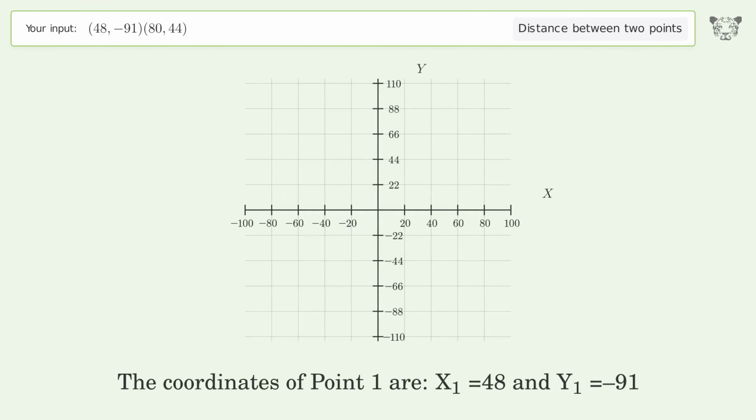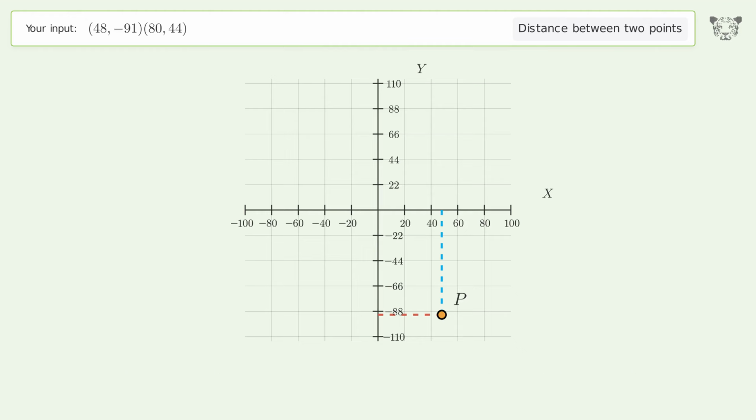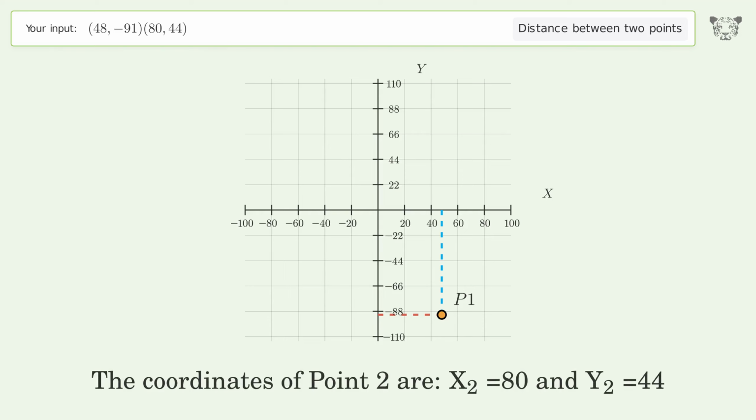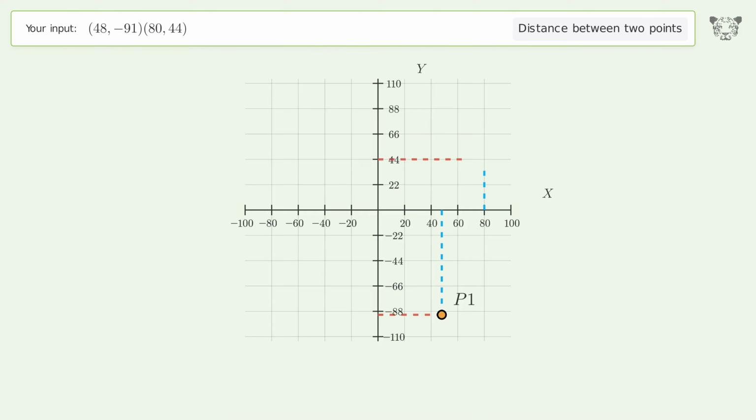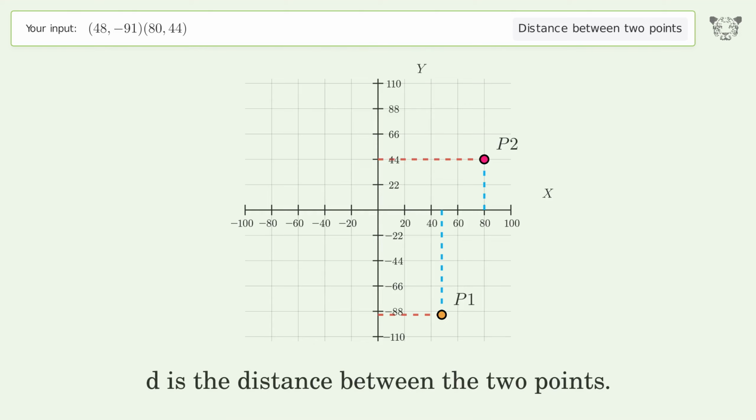The coordinates of point 1 are x1 equals 48 and y1 equals -91. The coordinates of point 2 are x2 equals 80 and y2 equals 44. D is the distance between the 2 points.